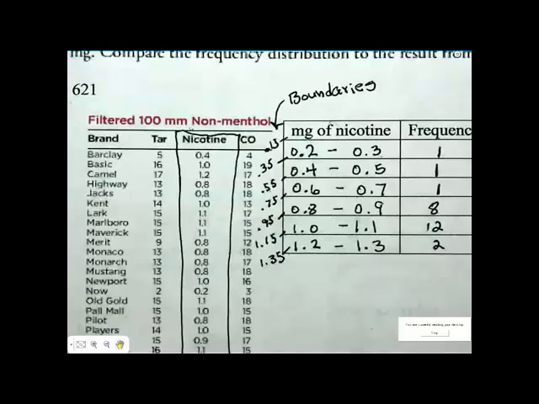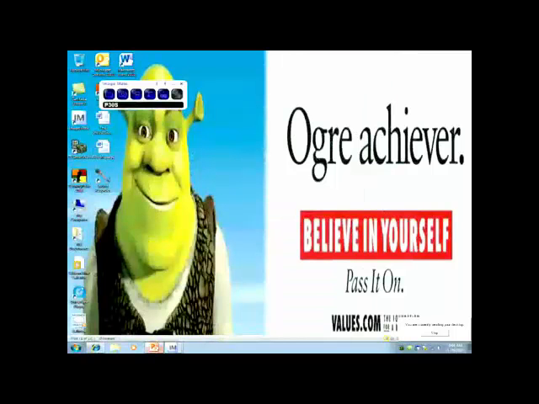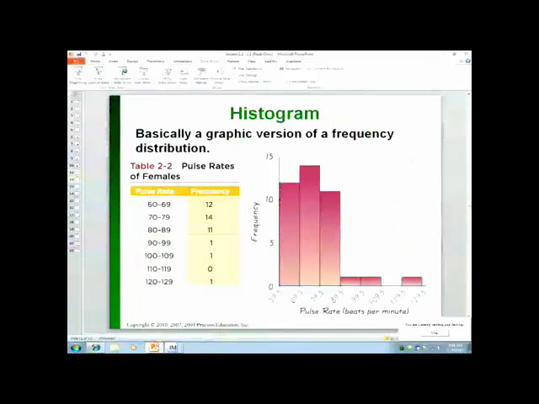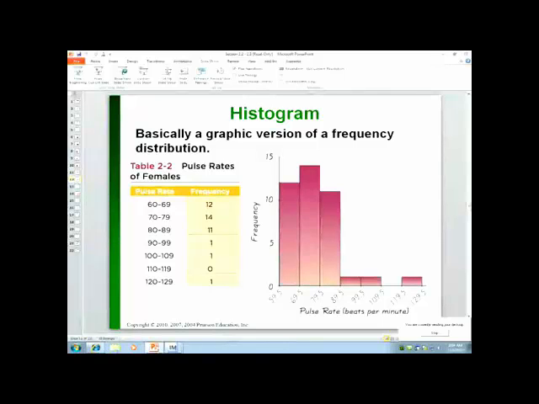All right. We talked about frequency tables. Let's talk about a histogram. A histogram is just a picture of your frequency distribution. Some folks like to look at numbers, some folks like to look at pictures. This is just a picture of that.